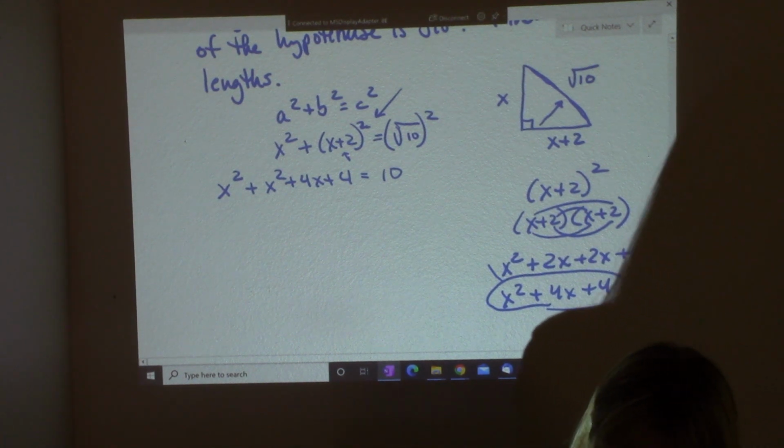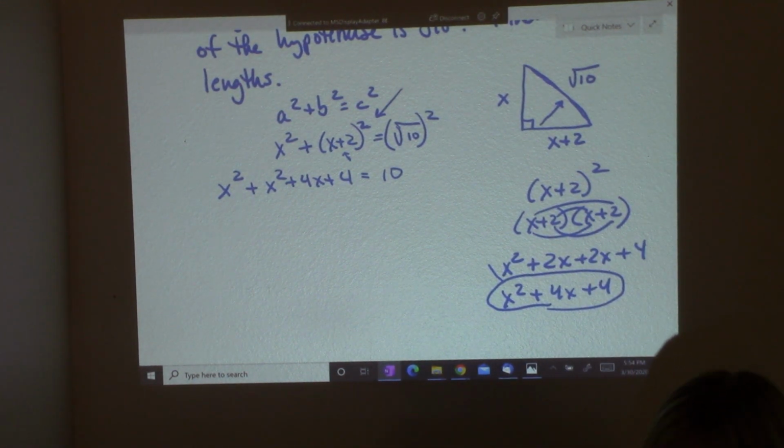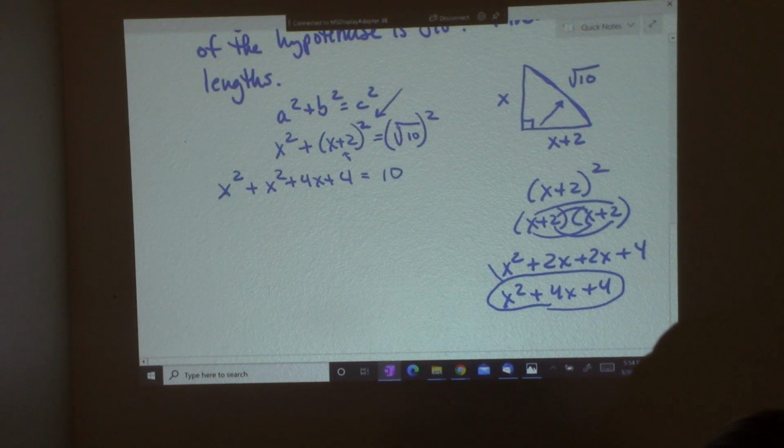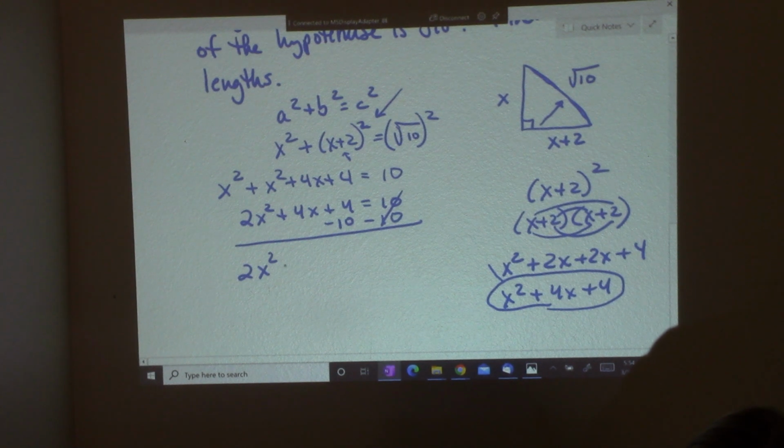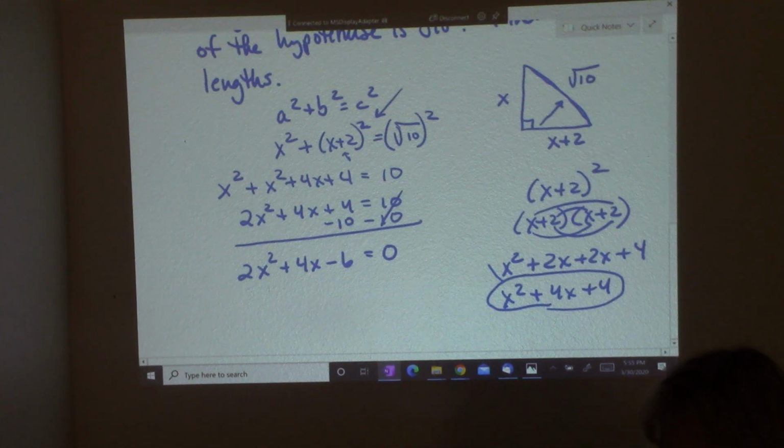Now, I want to get an answer for x. And how do I do that? Well, I use everything that I learned in chapter 9 for factoring. So let's work it out. Here I have 2x squared. I'm going to add those together. And in order to factor, I need to subtract 10. So these cancel. I want to have my whole polynomial equal to 0. My equation is equal to 0.